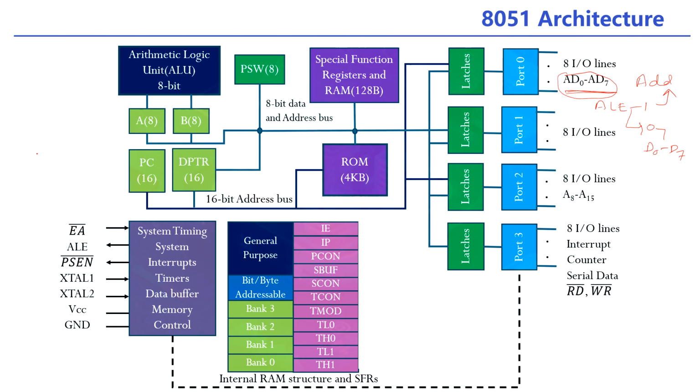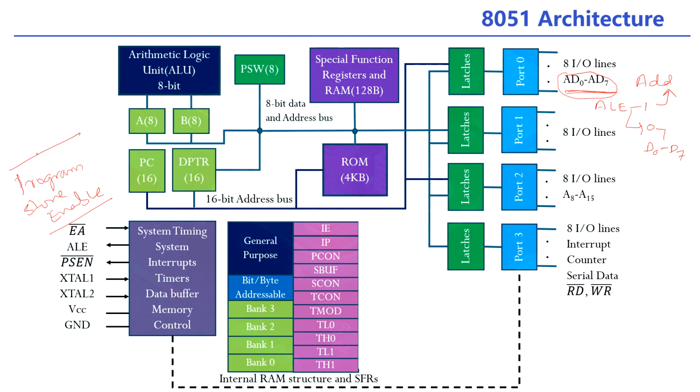And one more line is also available here, PSEN bar. First, PSEN bar is nothing but program store enable. So this program store enable is used to enable the external program memory.